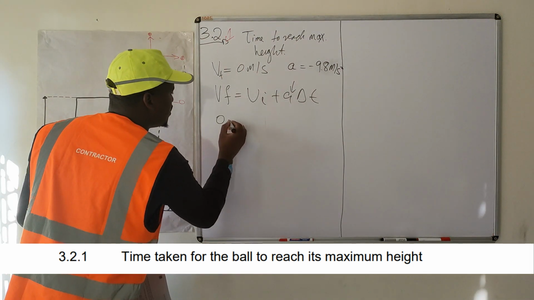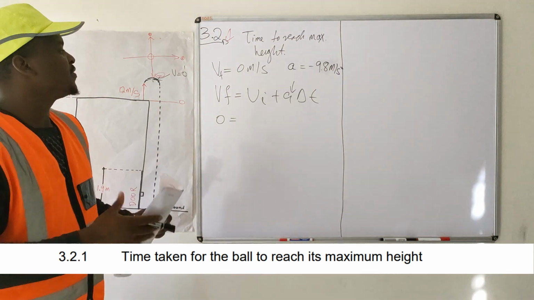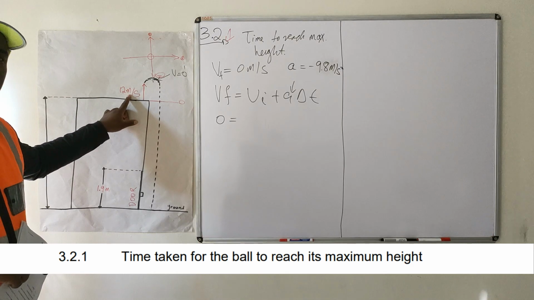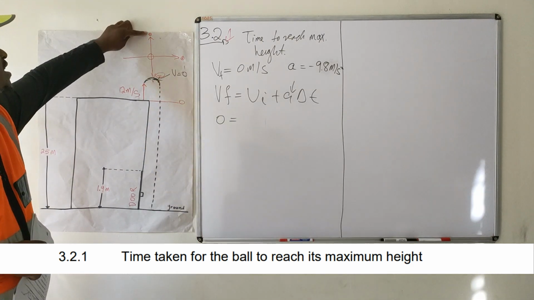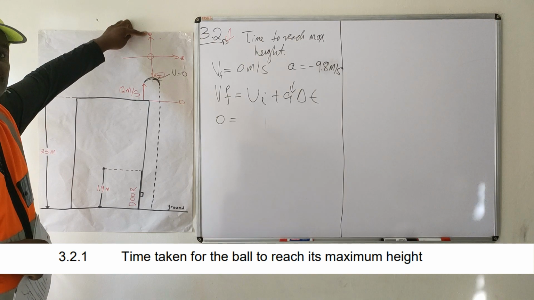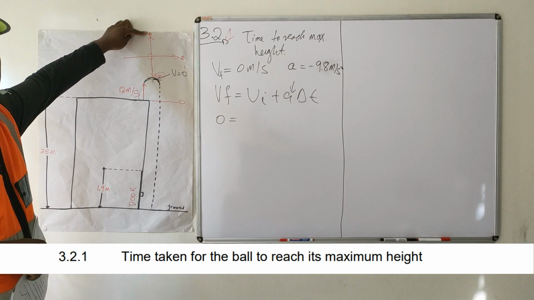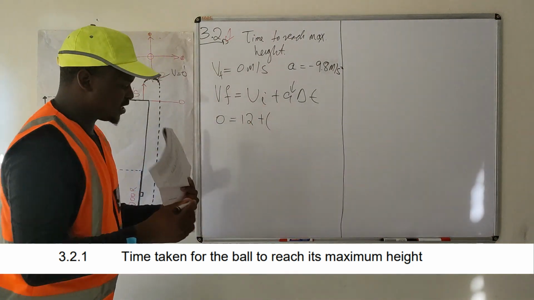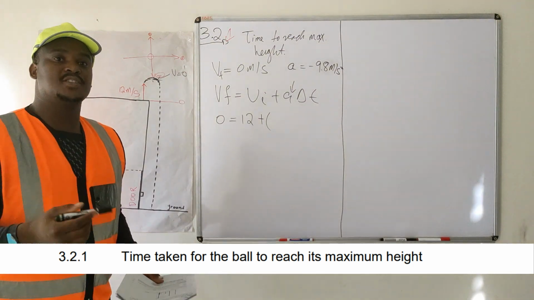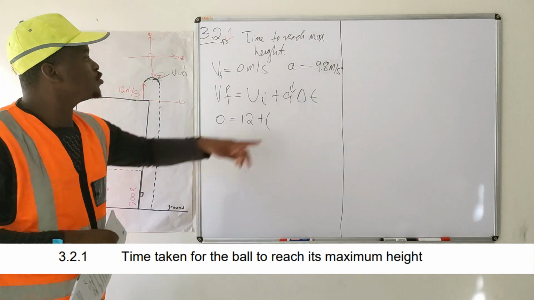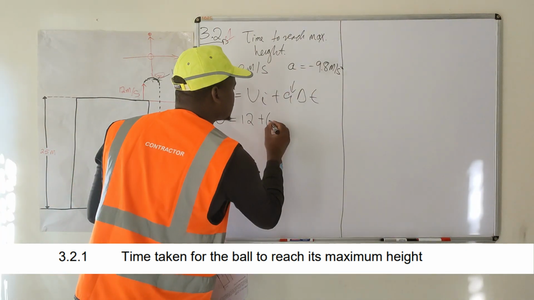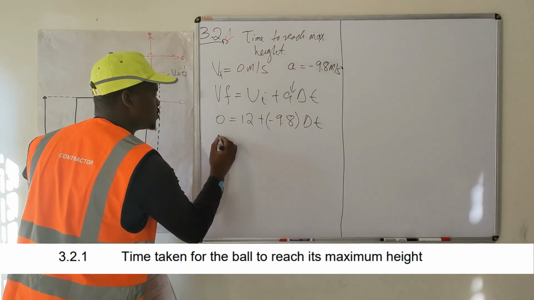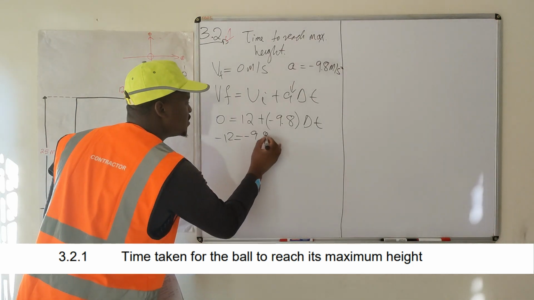Then you say 0 is equal to your initial velocity, the velocity you started with. Should it be negative or should it be positive? It should be positive because it's going upwards. And we said on our coordinate system, all vectors going upwards should be positive. So it should be positive 12 plus our gravitational acceleration. Our gravitational acceleration is 9.8 meters per second squared downwards. So we said down is negative, so it should be negative 9.8 times delta t.